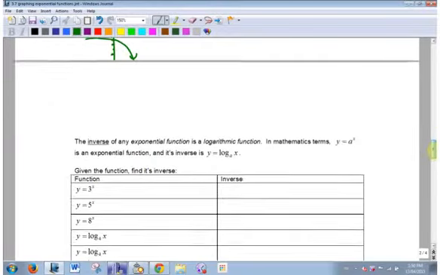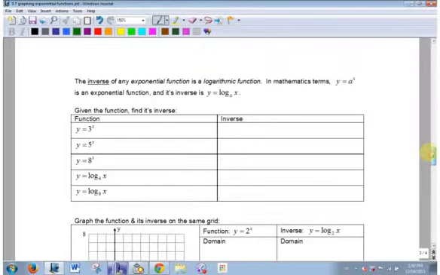So same rules apply to logs. Inverse we've done before. Now we're doing it with logs. Or sorry, exponential functions. But one's the inverse of the other. So I got an exponential function. The inverse of that is a log. That's the definition. So in math terms, that's exponential. The inverse looks like that.